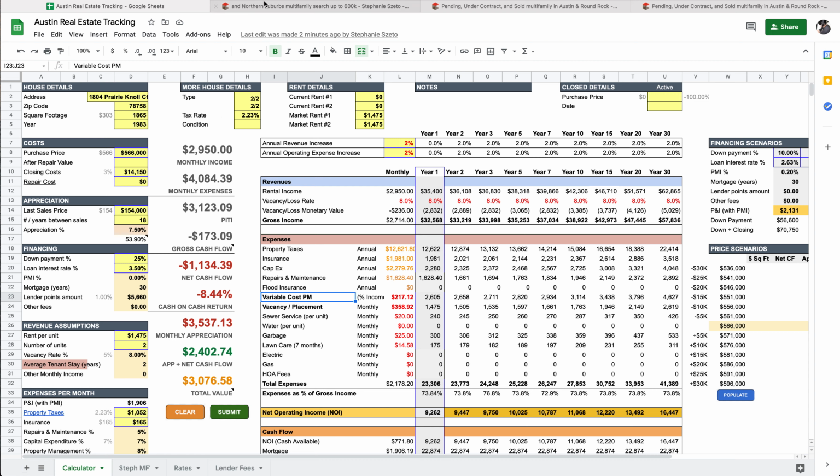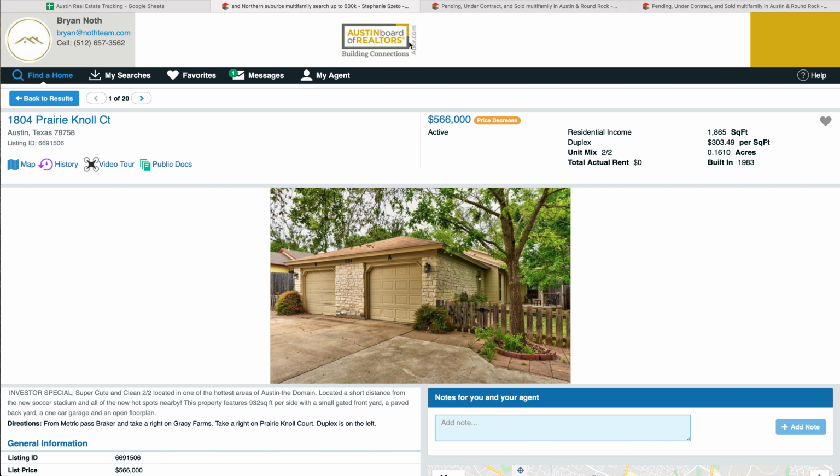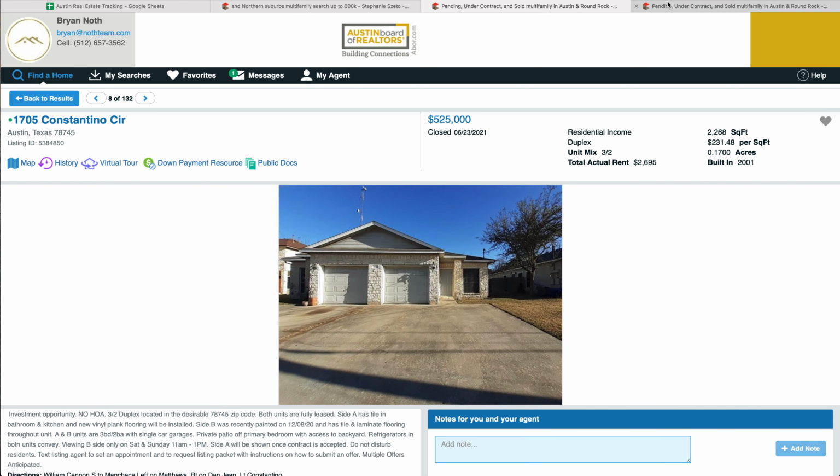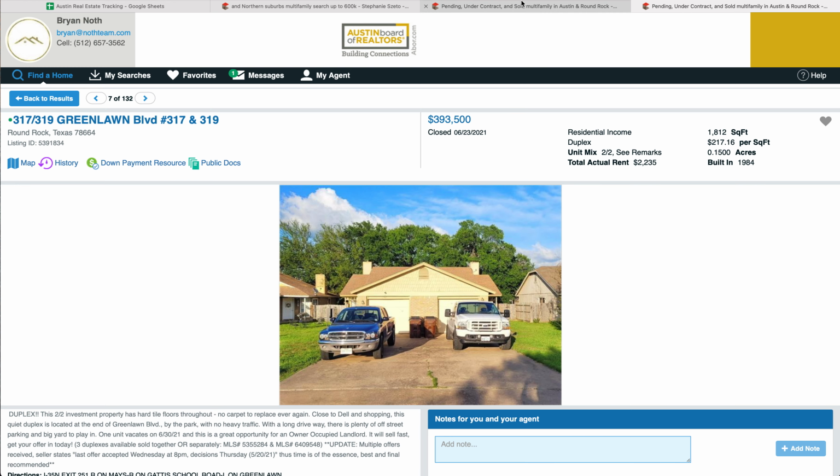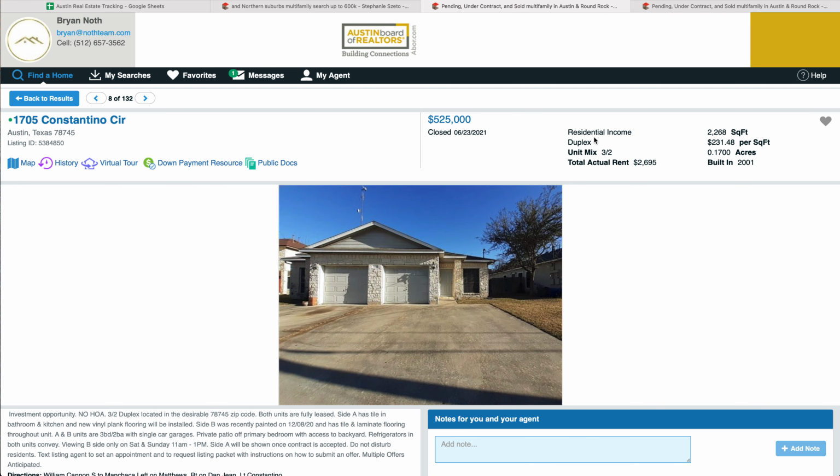Just as some context, today we're going to be looking at 3 different listings, one of which has been on the market but just recently had a price drop, and 2 others that have just recently closed. I still punch these into my spreadsheet because I want to continue to have a read on the market, to understand what price things are going for, so that I can have the most accurate view of the current market as possible.